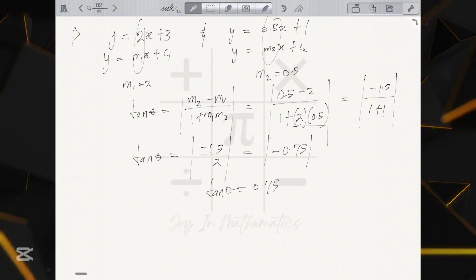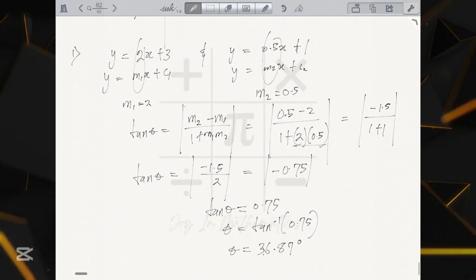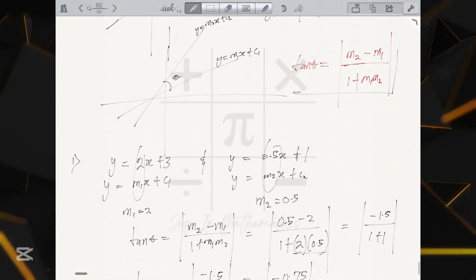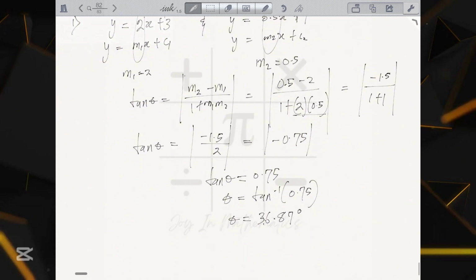With this, we can easily evaluate theta. Theta is arctan 0.75, and using our calculator, the arctan of 0.75 is approximately 36.87 degrees. So we apply the formula that tan theta equals m2 minus m1 divided by 1 plus m1 m2. Let's take another example.